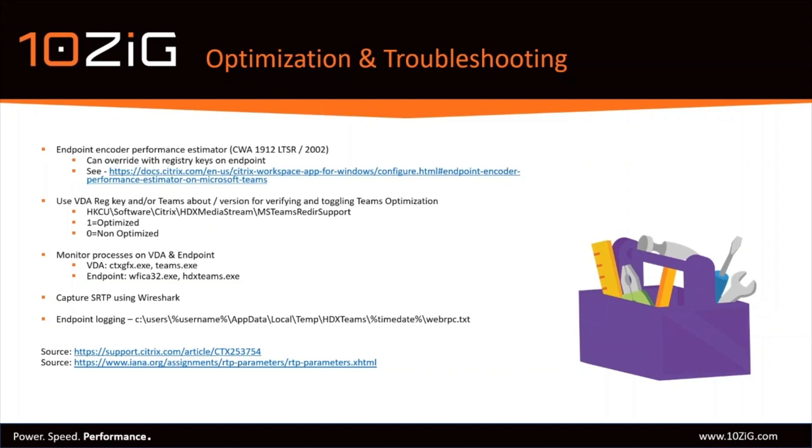Again, 720p VP9 is quite expensive for CPU. So for some of the weaker endpoints, it will encode at a much higher resolution. So you can override that with registry keys, and that is covered in the Citrix documents as I've referred to here. And as Rob covered, there is the registry key in the VDA where you can toggle the optimized and the non-optimized mode. Do pay attention to those processes on both the VDA and the endpoint. So as we covered, it's really CTX, GFX.exe and Teams.exe on the VDA. And then on the endpoint, it's WF, ICA32 and HDX Teams.